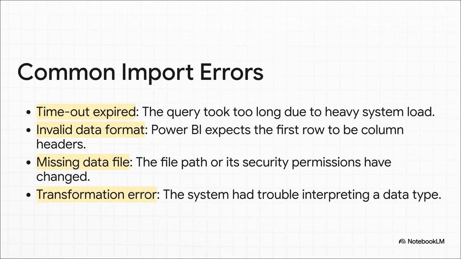See a timeout expired message? That just means the database was really busy and your request took too long. Data format is not valid? That almost always just means Power BI was expecting to see column headers in the very first row. Missing data file? Simple. The file moved or your permissions changed. And transformation errors? That just means Power BI got a little confused by a data type. See? They sound scary, but the causes are almost always simple.